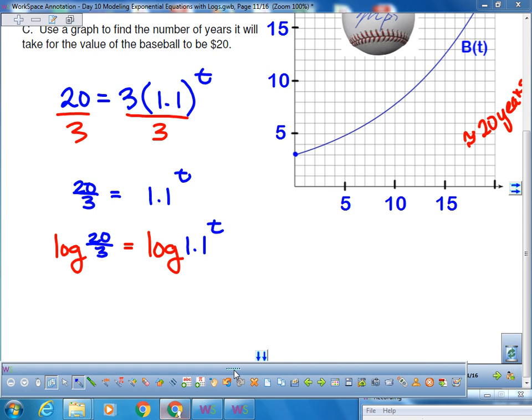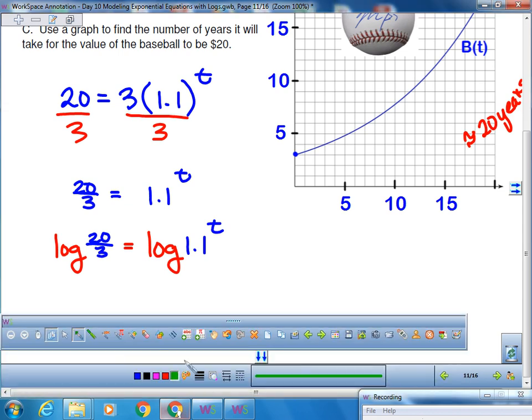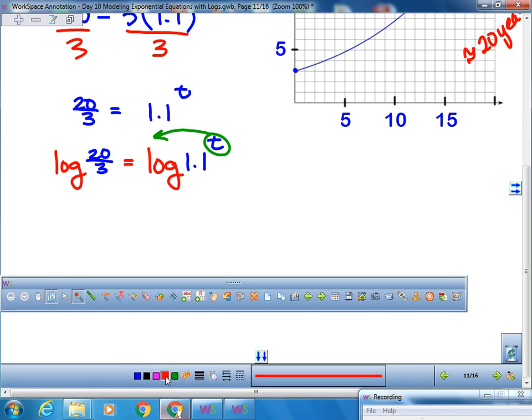Nope. Why did we log both sides? I can't find a common base, so I need to do something with this exponent. That is why we log both sides, because I need to do something with that exponent. I can't solve for it while it's up there, because now I can move it, right? So that's what I'm going to do. I'm going to move it. All right, I'm going to let you guys write this down in just 1 second.